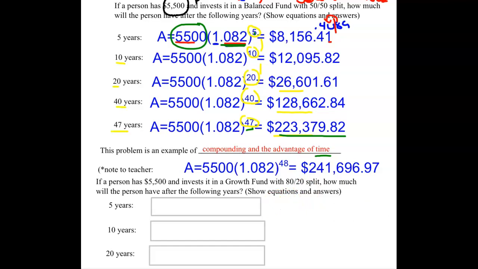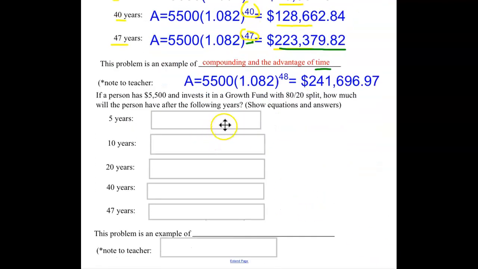All right, our second example that we're going to look at uses a growth fund. And yesterday when you were talking with Mr. Janan, you looked at a growth fund with a 80-20 split, and that rate for this year is 9.4%. So in this case, we are still looking at $5,500. Our interest rate, though, has changed from 8.2% to 9.4%. And we're going to look at the same years from 5 all the way up to 47.